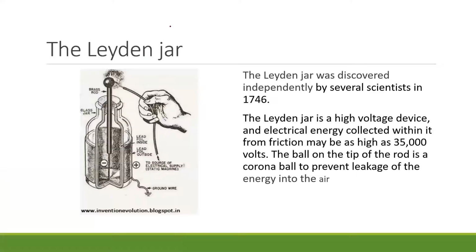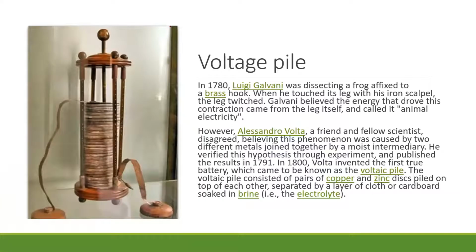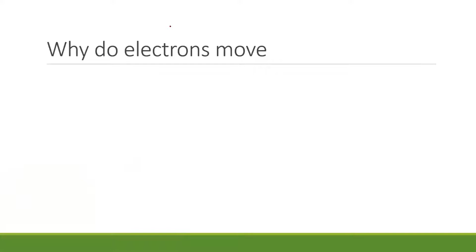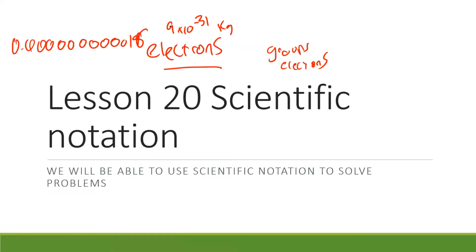The next thing we did was look at the Leyden jar. The Leyden jar was essentially a jar, a way that we could store large amounts of charge. Then we talked about the voltage part, which was a way that we could get access to electrons whenever we wanted. We talked about what electricity is, and then wrapped up with how electrons move. We talked about the main principles of why electrons want to move, and essentially, they want to balance out a charge.